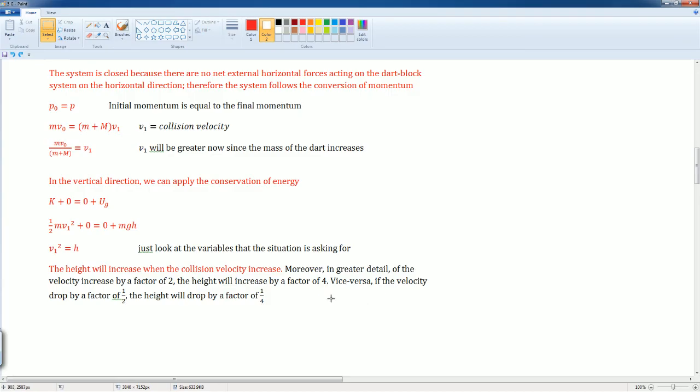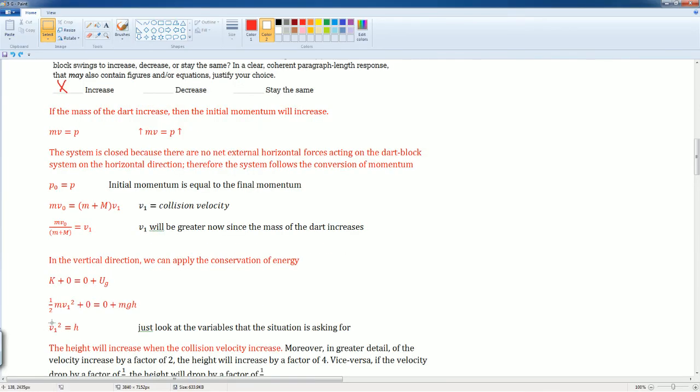I gave you a little bit more to show you the details. Moreover, in greater detail, if the velocity increased by a factor of 2, like the bullet velocity increased by a factor of 2, the height will increase by a factor of 4 because of the square. Vice versa, if the velocity of the collision is reduced by a factor of 1/2, the height will drop by a factor of 1/4. That is the relationship between the collision velocity and height. But here, I can only talk about the collision velocity and height because it's right here. So literally, I can plug this in here if you want to make your life easier.